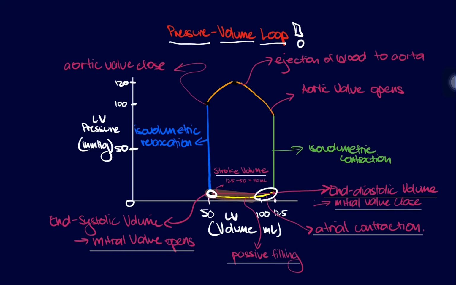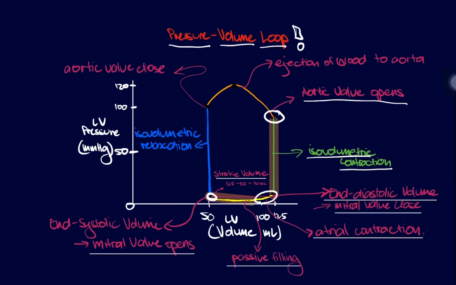The ventricle then starts to contract, causing the pressure to build up with no change in volume, as you can see here. This is called the isovolumetric contraction. The next step is the opening of the aortic valve with the ventricle still contracting. Therefore, the pressure still goes up a little bit, but the volume starts to go down, in which the blood is ejected to the aorta.